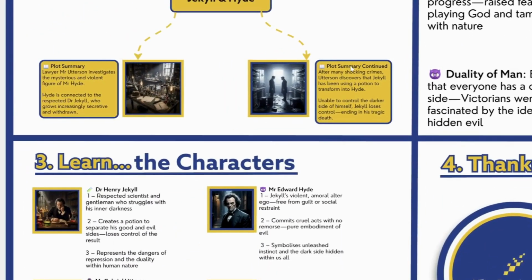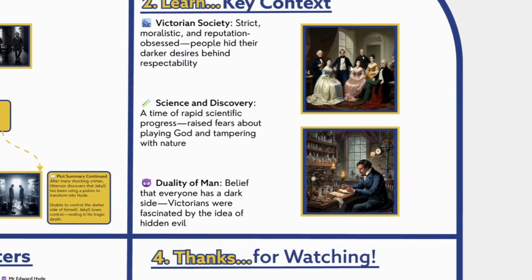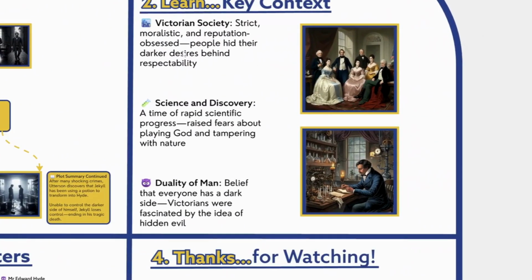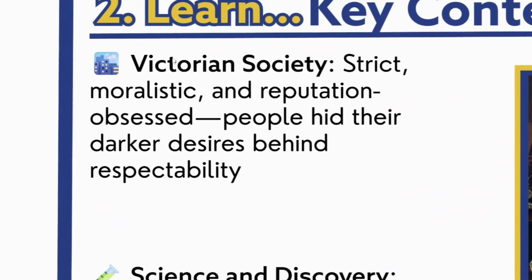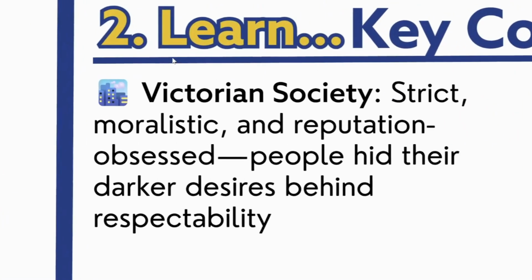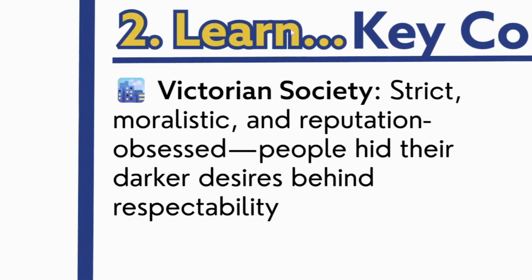So with that in mind, let's look at some of the key context to try and get the high marks. First off, we've got Victorian society. It was extremely strict, Christian, moralistic, with a lot of rules to follow. And reputation, they were obsessed with it. You had to have a good family name, and honour was very important.